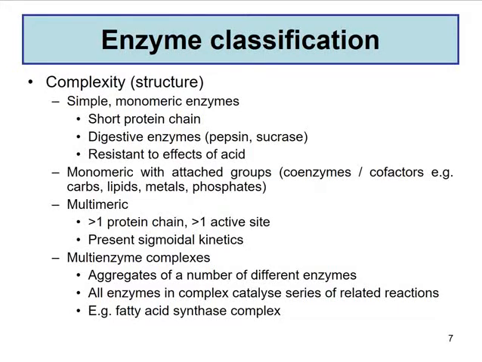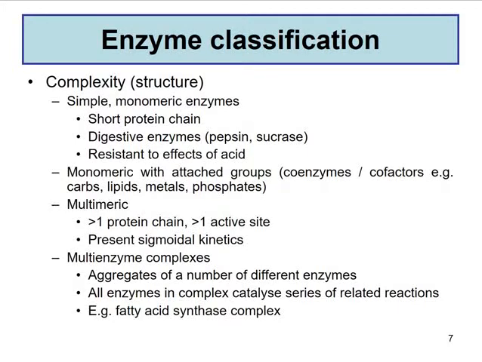The second classification has to do with the complexity of the structure, or we can just say the structure. So we have what we call simple monomeric enzymes. So we said an enzyme is a protein that folds up. So when we say simple monomeric enzyme, this will just be a long protein chain that folds up, and that's it. So a short protein chain or long protein chain, but it's got nothing else attached to it. Okay, so things like your digestive enzymes, your pepsin and your sucrase, those are your simple monomeric enzymes. And as we already know, those are usually found in the stomach, so they are resistant to the effect of acid, because the stomach conditions are highly acidic.